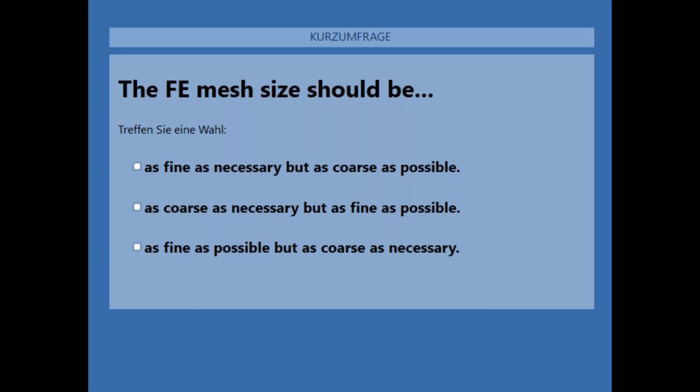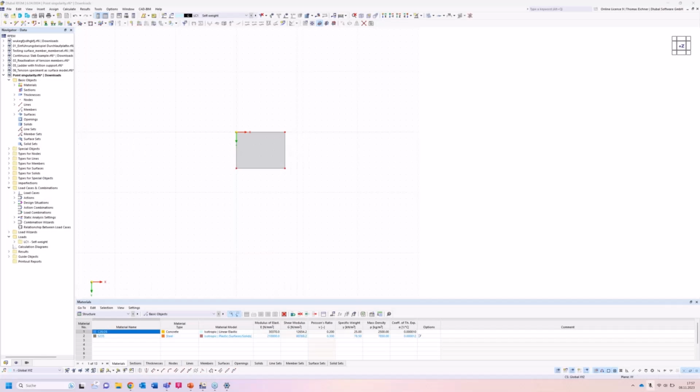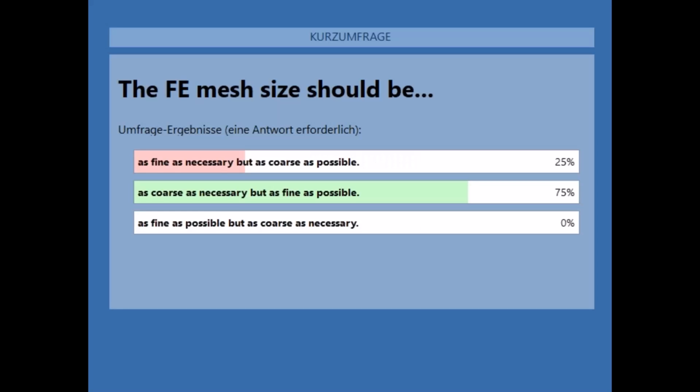Okay, perfect. Now I see there are some answers. And now I can show the result. So there are 75% who did pick B. Well, but it would be answer A. So as fine as necessary, but as coarse as possible.